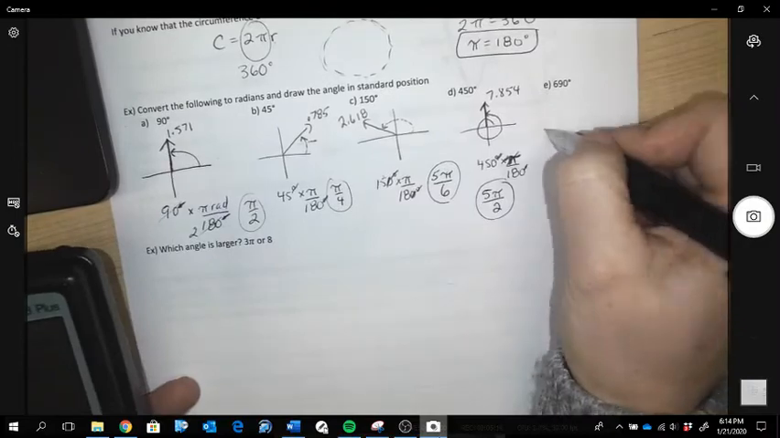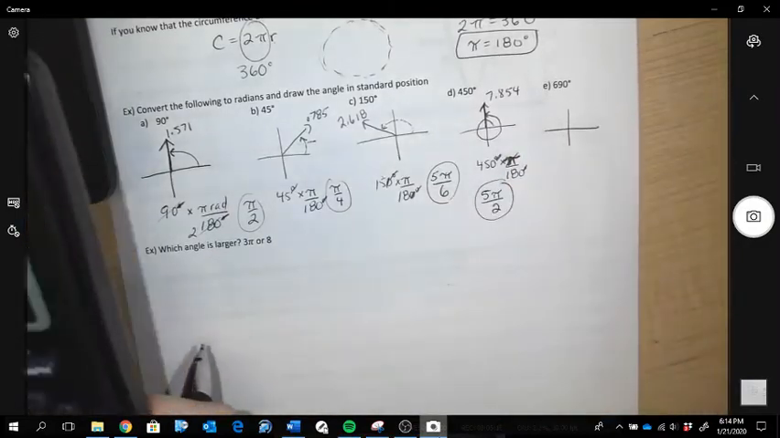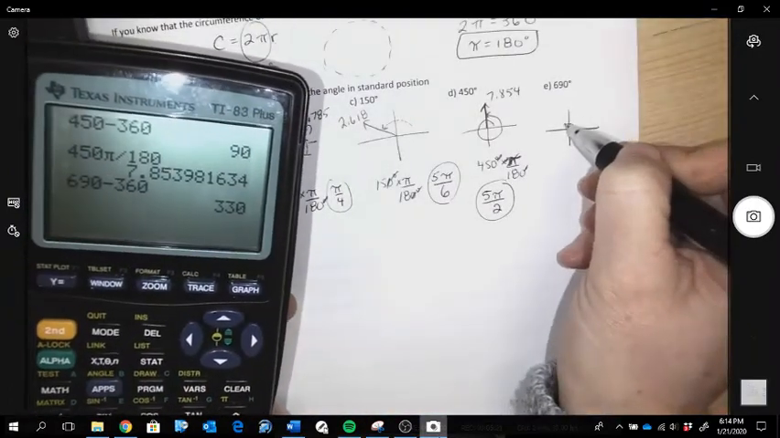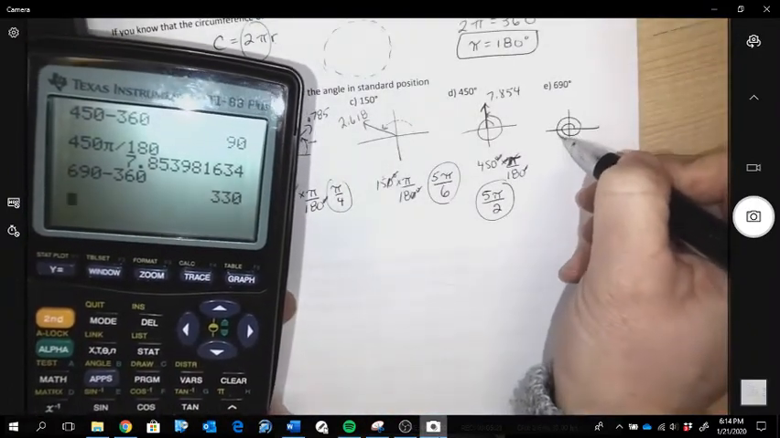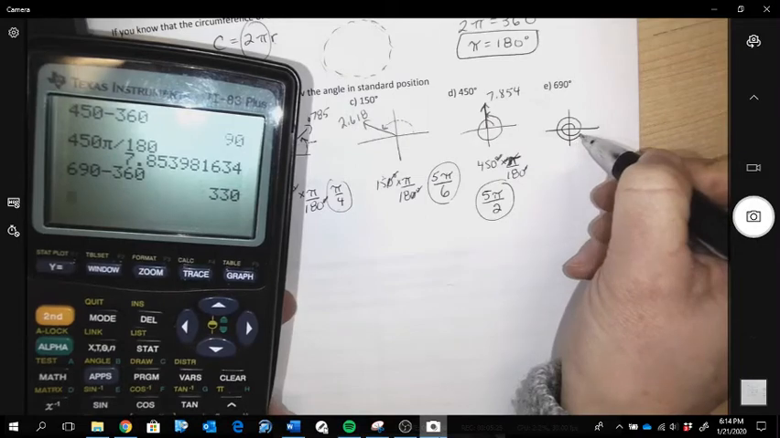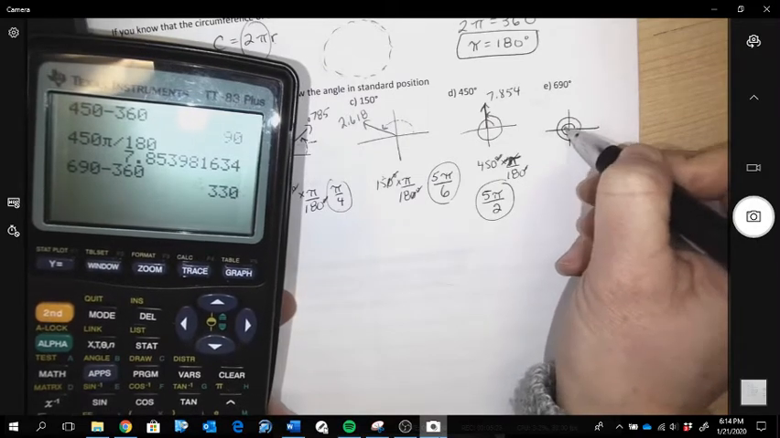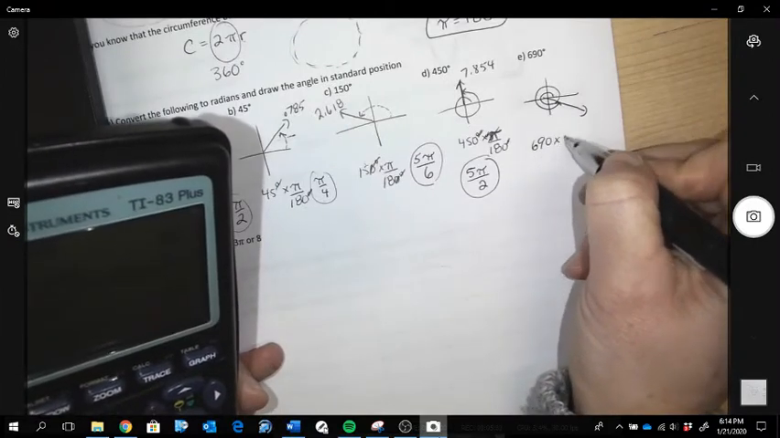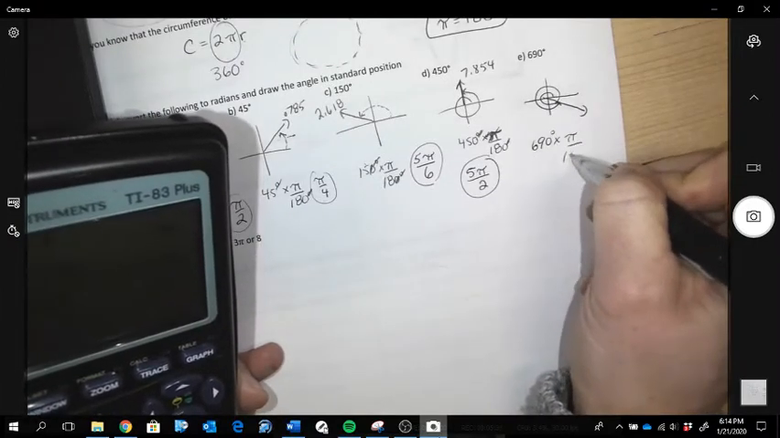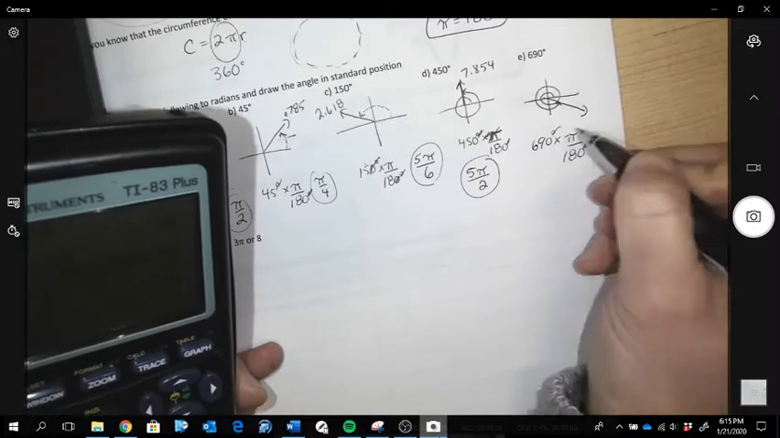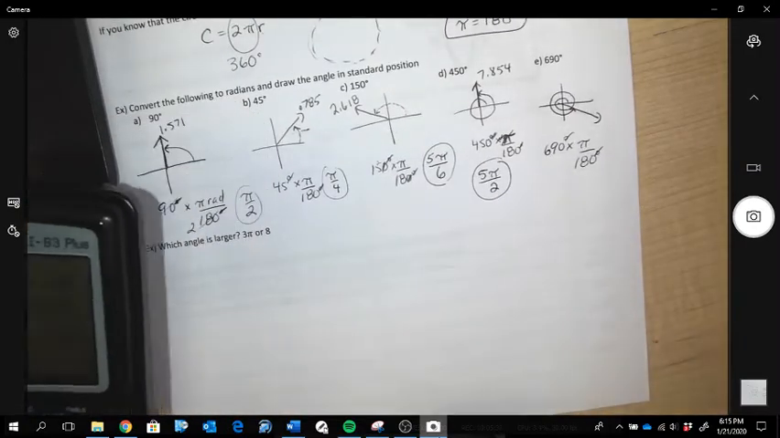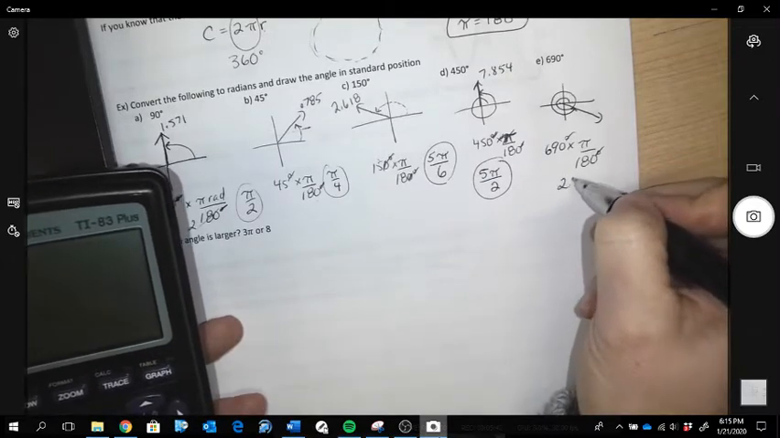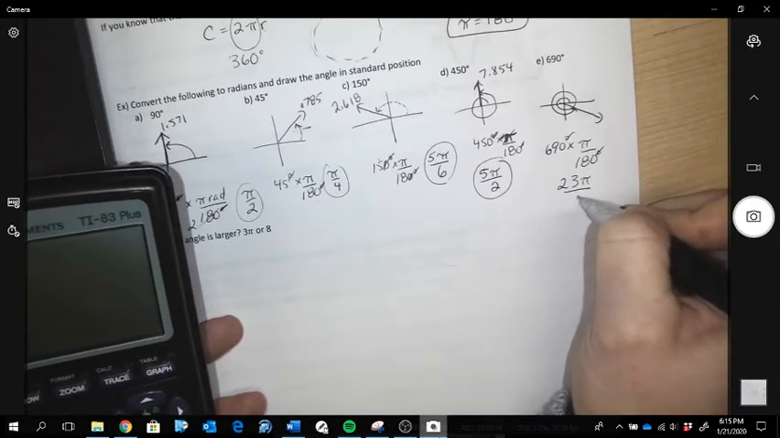And the last one, 690 degrees. Okay, 690 minus 360 is another 330. So all the way and another 330 lands me right there. So 690 times pi divided by 180 cancels off your degrees, so you get radians. And in a reduction, 23 pi over 6.